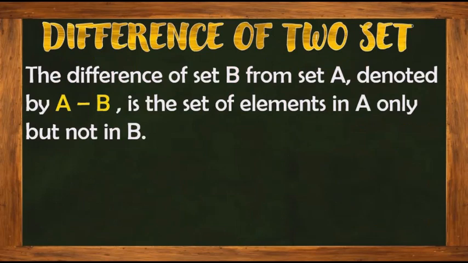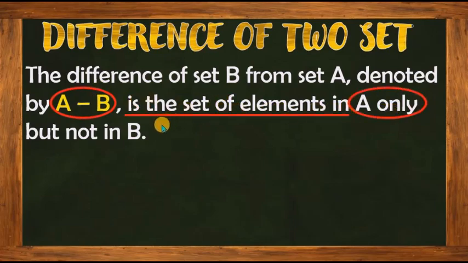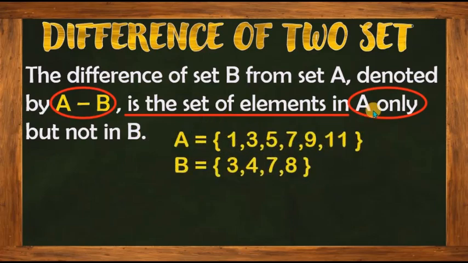So, now, let's proceed to the last operation on sets, which is the difference of two sets. The difference of set B from set A is denoted by A minus B. So, take note of our symbol for the difference of two sets: A minus B is the set of elements in A only but not in B. So, what does it mean? This is the clue word, A only. But it's not always A. It depends on the set given. Whichever is first, only that one. For example, A minus B, A only. B minus A, B only. Something like that.